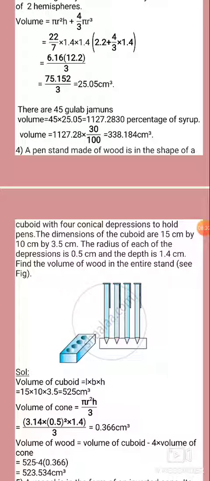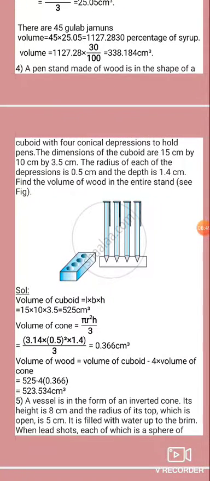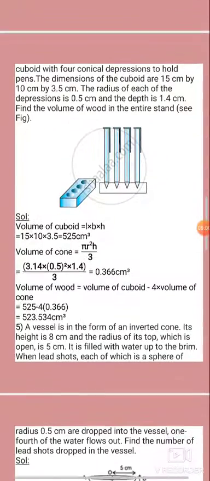0.366 centimeter cube. Now volume of the wood is equal to volume of the cuboid minus 4 into volume of the cone. So volume of the cuboid is 525 minus 4 into 0.366. So which is equal to what? 523.534 centimeter cube.